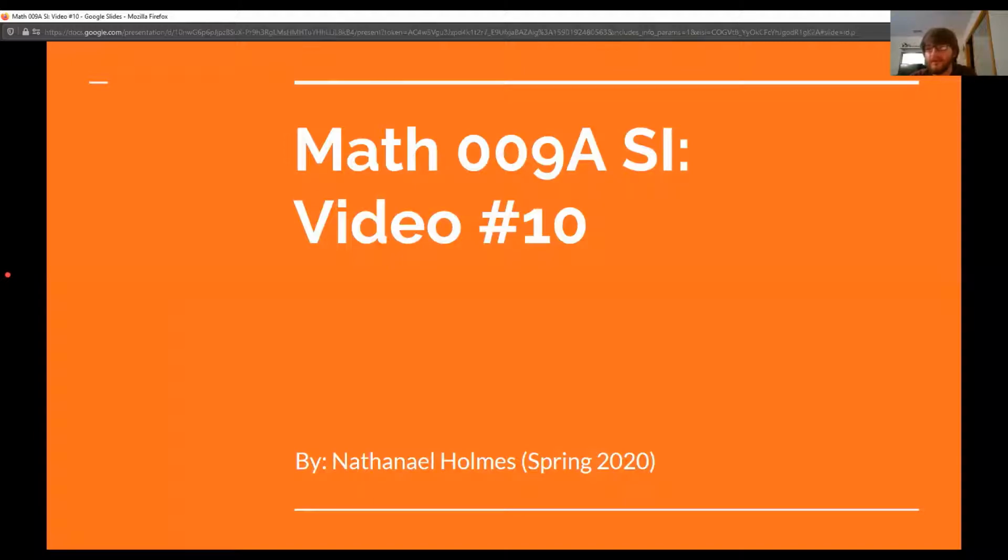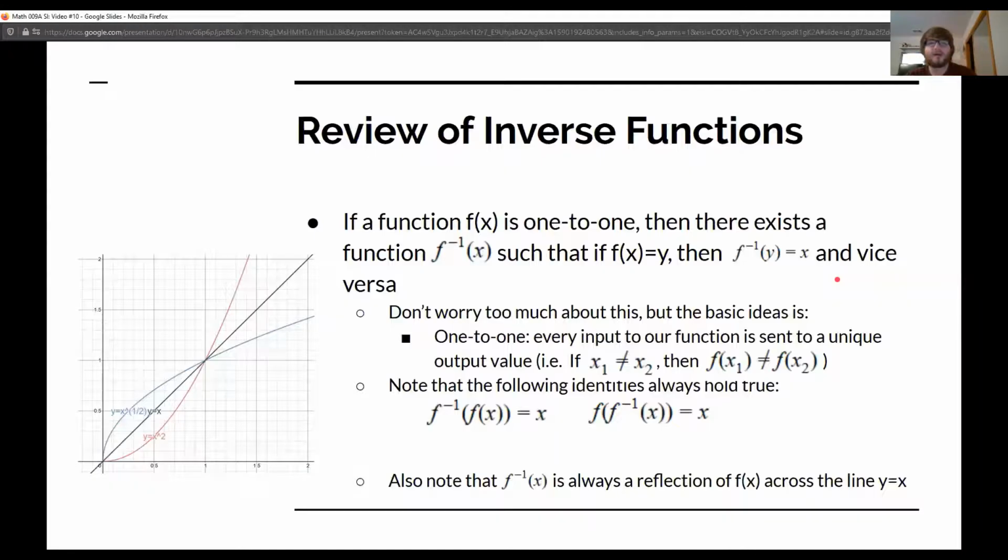Today we're going to review inverse functions, take a look at how we can differentiate them, and then move on to L'Hopital's rule, which I think is actually really fun. I enjoy that topic. Okay, so let's just go ahead and get started.